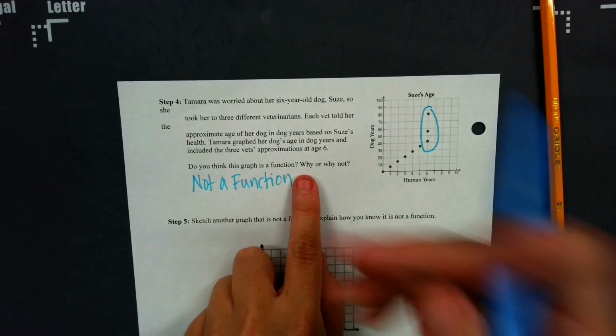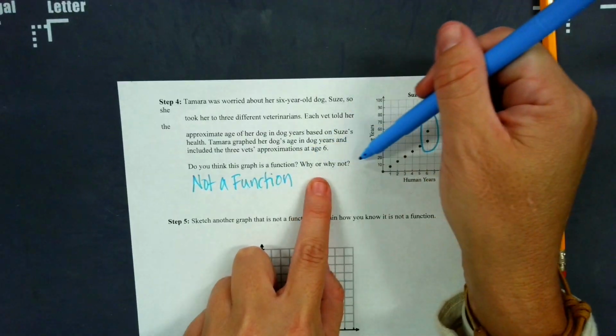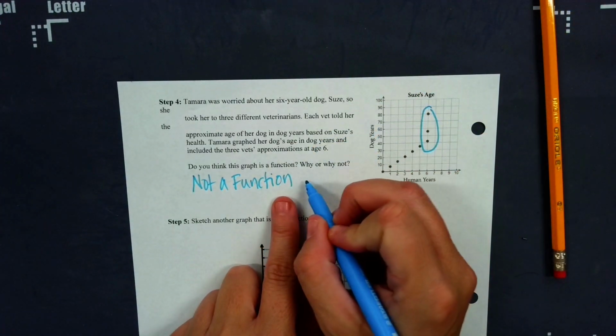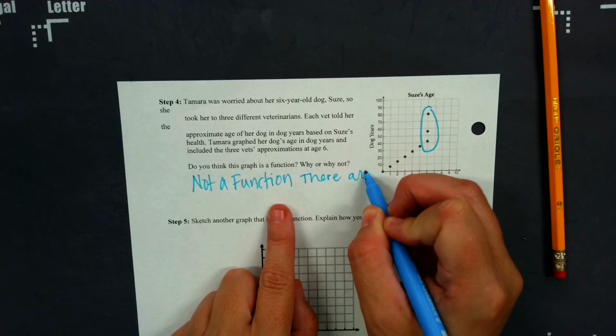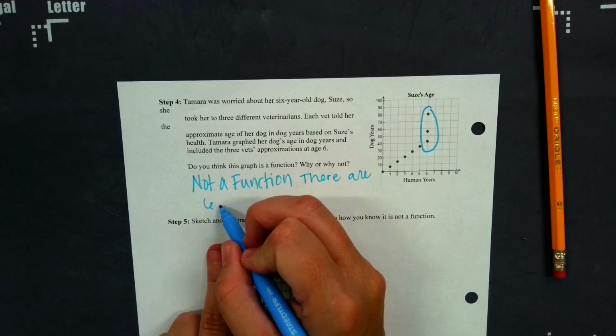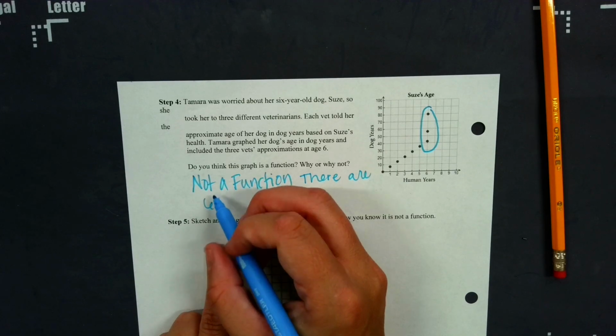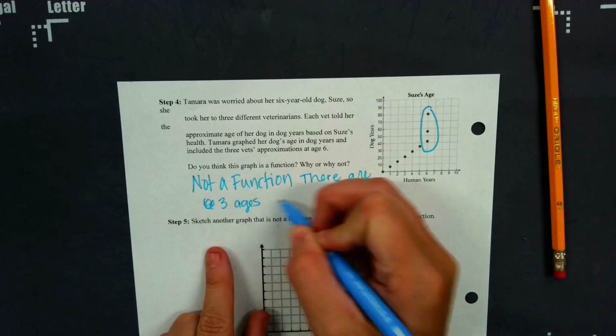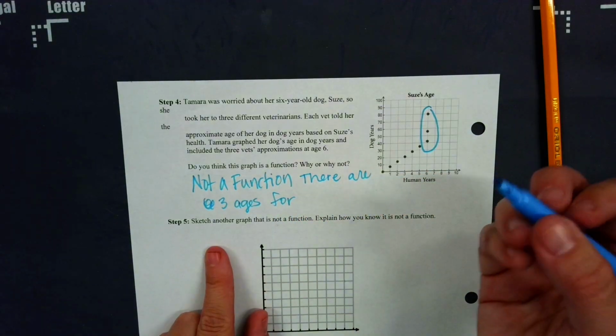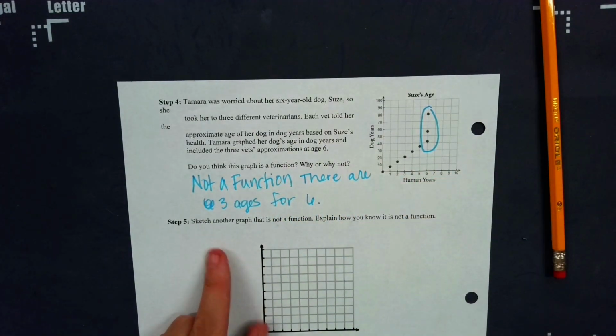In my reasoning right here, do you think this graph is a function? Why or why not? Well, there are three ages for 6, right? That's what we're saying, that there are 3 different ages for 6. And we know that a function can only have how many outputs? 1.